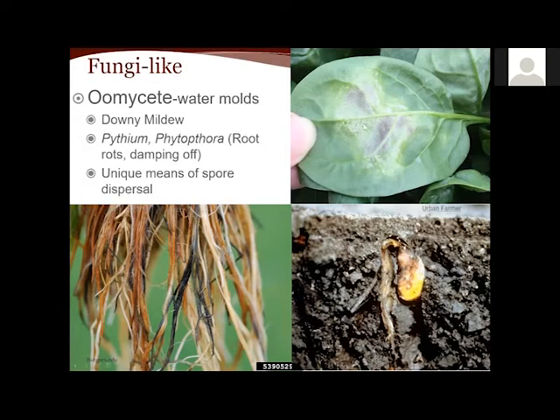So here we have downy mildew on the underside of a spinach leaf. Here we have a classic root rot on some strawberries with this really dark black rot. And if you were to tug on that, it would just slide right off the cortex of the root. And here's a classic shot of damping off before it even breaks the soil.